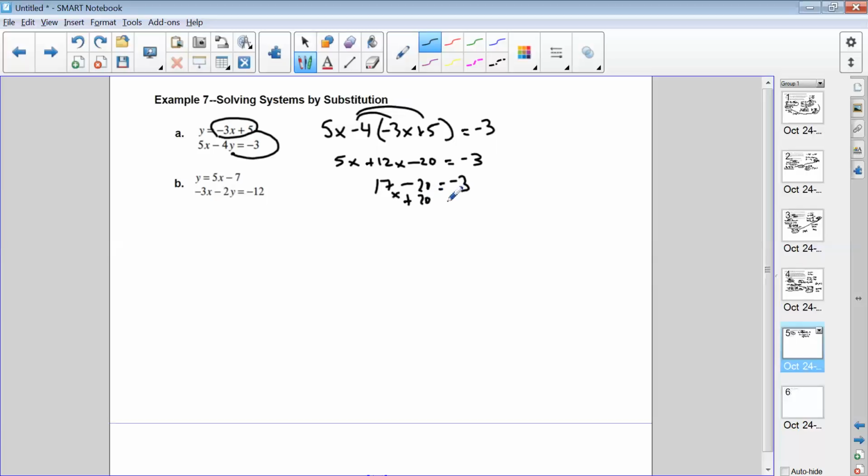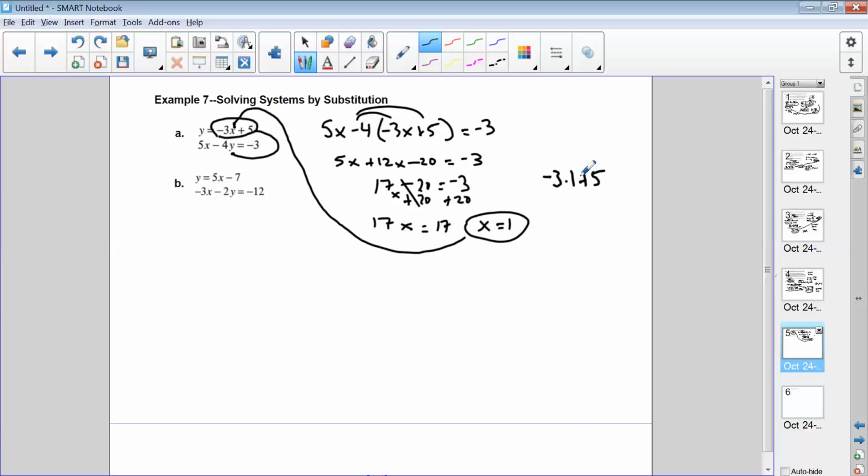And if I add 20, I'm going to get 17x is equal to 17, so therefore x is equal to 1. And then since I know x is equal to 1, I'm just going to come right back over here, and that's going to give me negative 3 times 1 plus 5. So that'll be negative 3 plus 5, or that'll be 2. So my ordered pair is 1, 2.